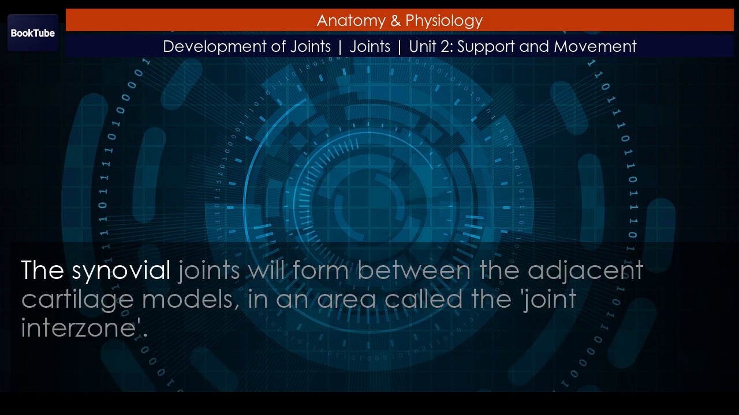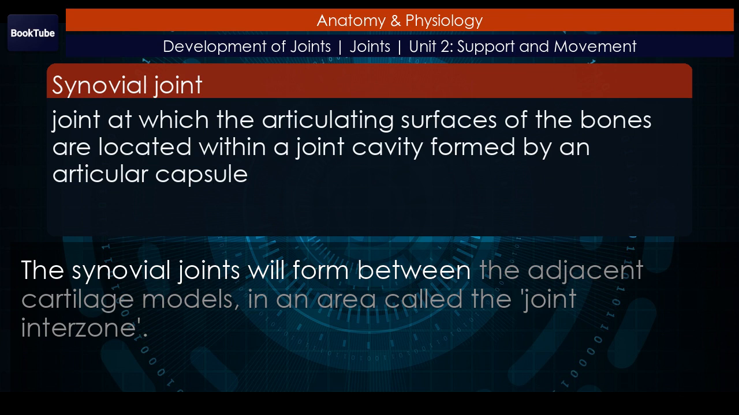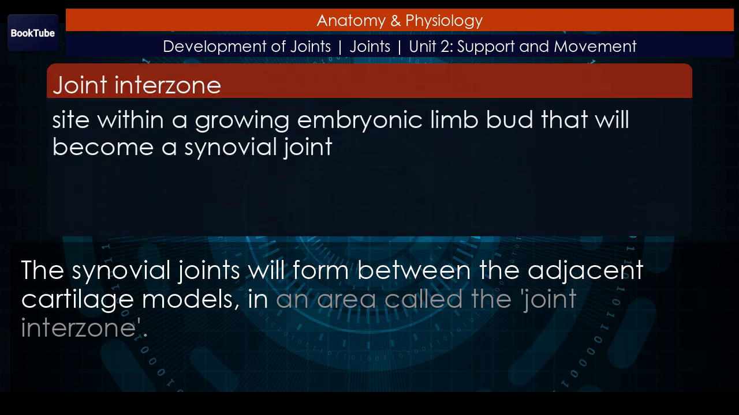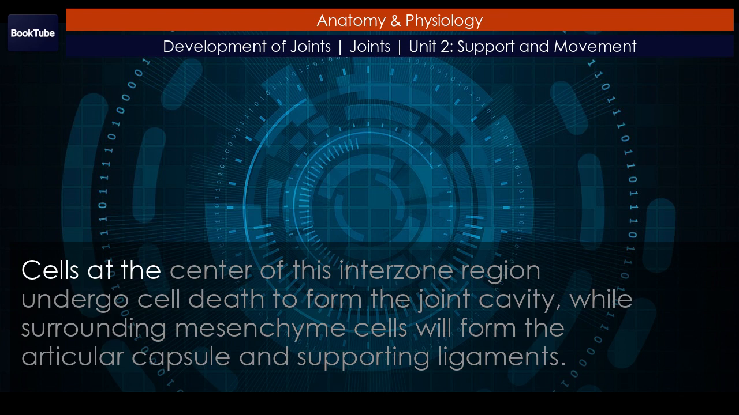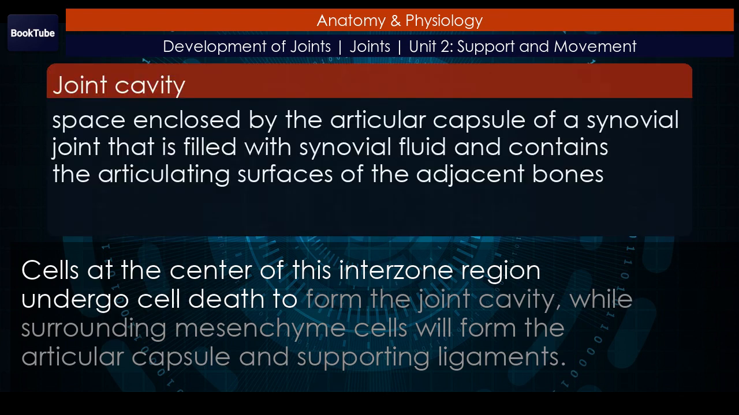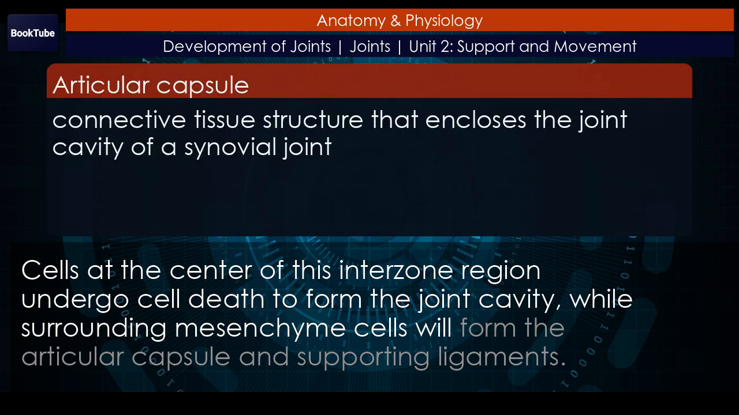The synovial joints will form between the adjacent cartilage models in an area called the joint interzone. Cells at the center of this interzone region undergo cell death to form the joint cavity, while surrounding mesenchyme cells will form the articular capsule and supporting ligaments.